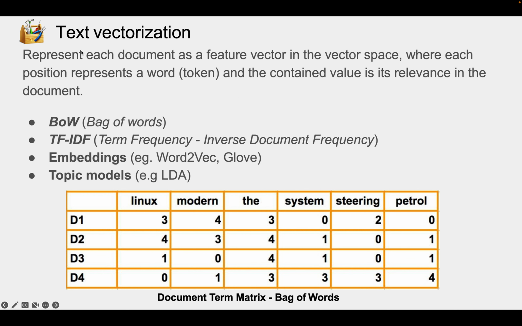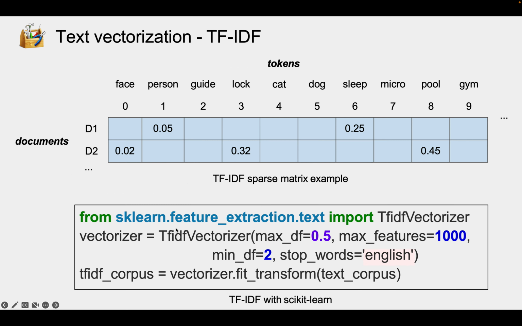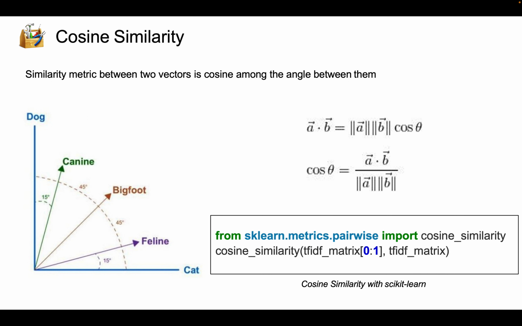Text vectorization. Represent each document as a feature vector in the vector space, where each position represents a word token and the contained value is its relevance in the document. Bag of words, TF-IDF, term frequency, inverse document frequency, embeddings, topic models. In document one the word count came this many times, in document two this many. Text vectorization, TF-IDF tokens. Cosine similarity: the similarity between two vectors is the cosine of the angle between them.